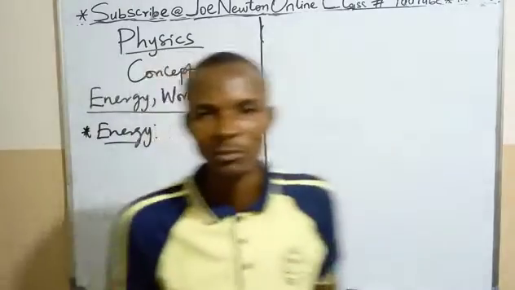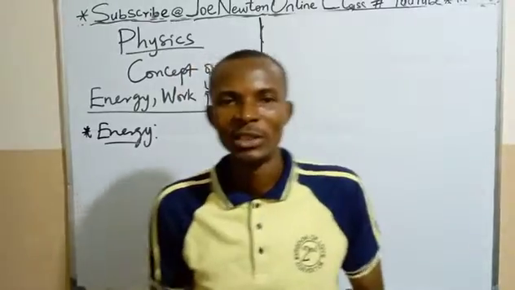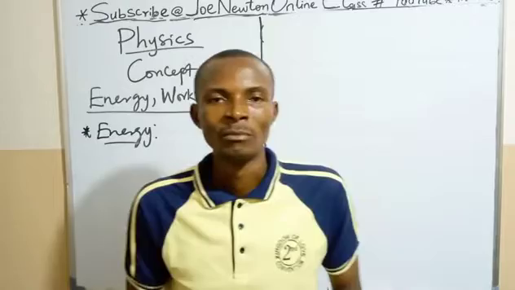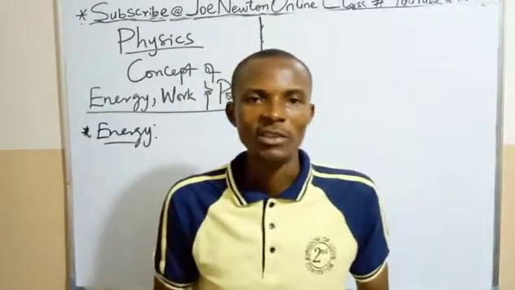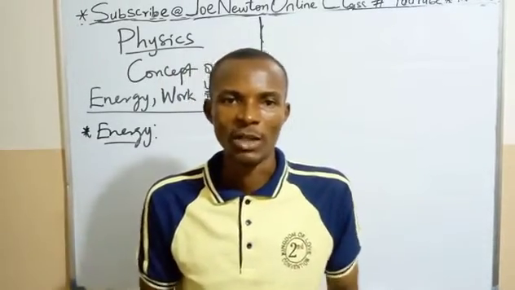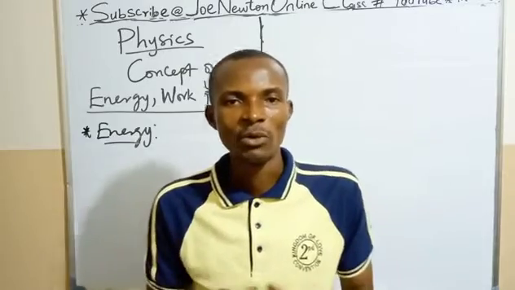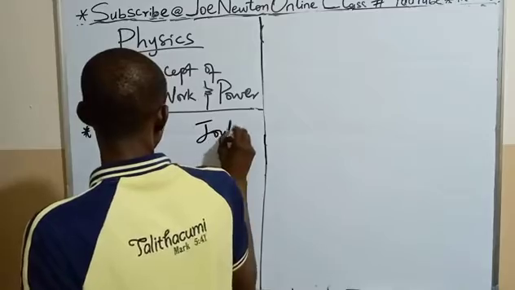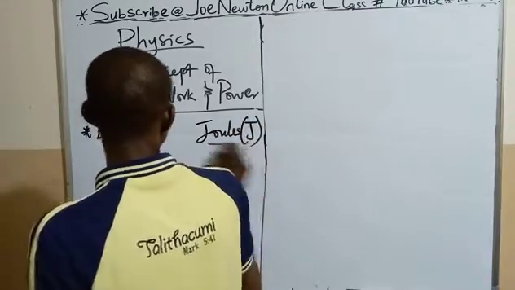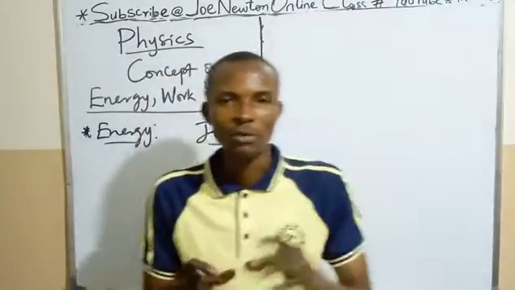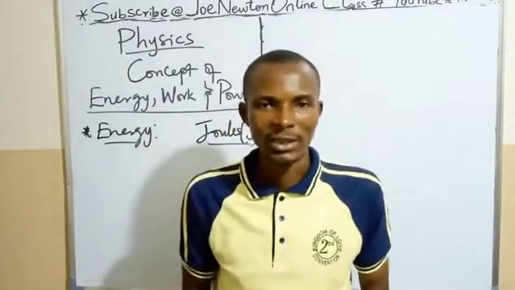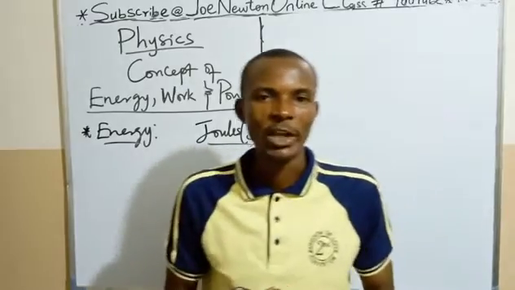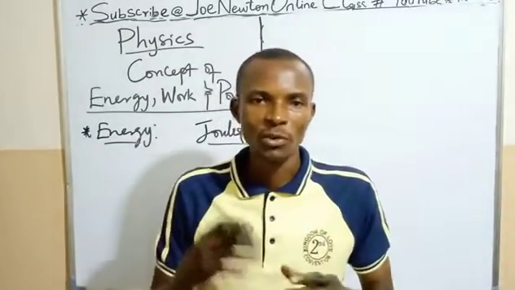Now, what is energy? It's very simple. Energy is simply defined as the ability or the capacity to do work. What is the SI unit of energy when measured as a physical quantity? The SI unit of energy is joules. Then 1000 joules gives us 1 kilojoule.